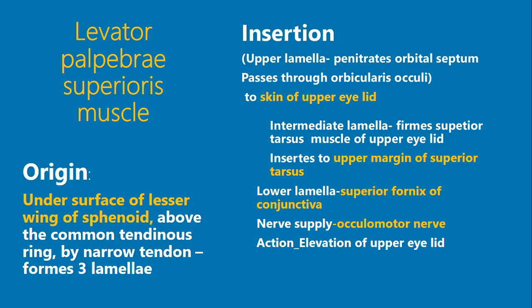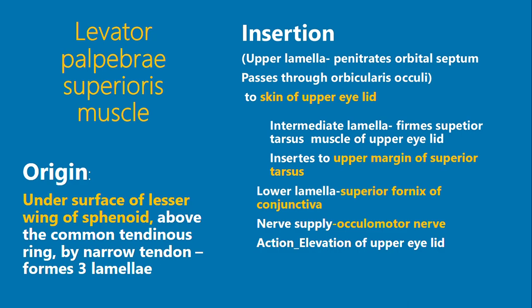The superior lamella is inserting to the skin of the upper eyelid. It penetrates the orbital septum, passes through the orbicularis oculi, and inserts to the skin of the upper eyelid. That's why it is helping to move the upper eyelid.